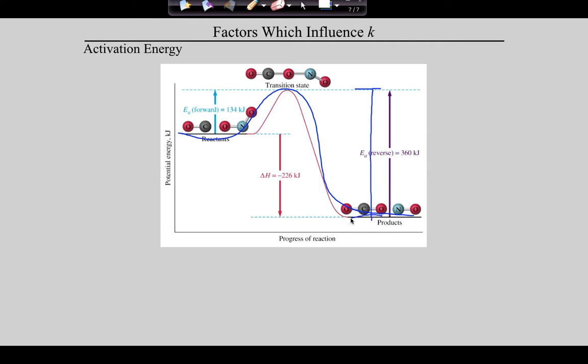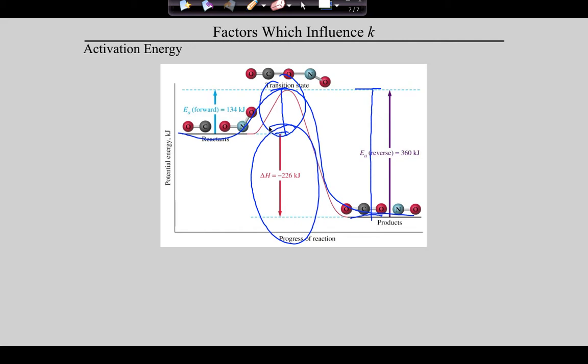This is the activation energy for the reverse reaction. That's why it doesn't go backwards very well or very easily. Because if we're going to drive this reaction backwards, we not only have to account for the activation energy, we've also got to account for the energy that's being lost because it's exothermic. That's why it's less likely to go backwards.